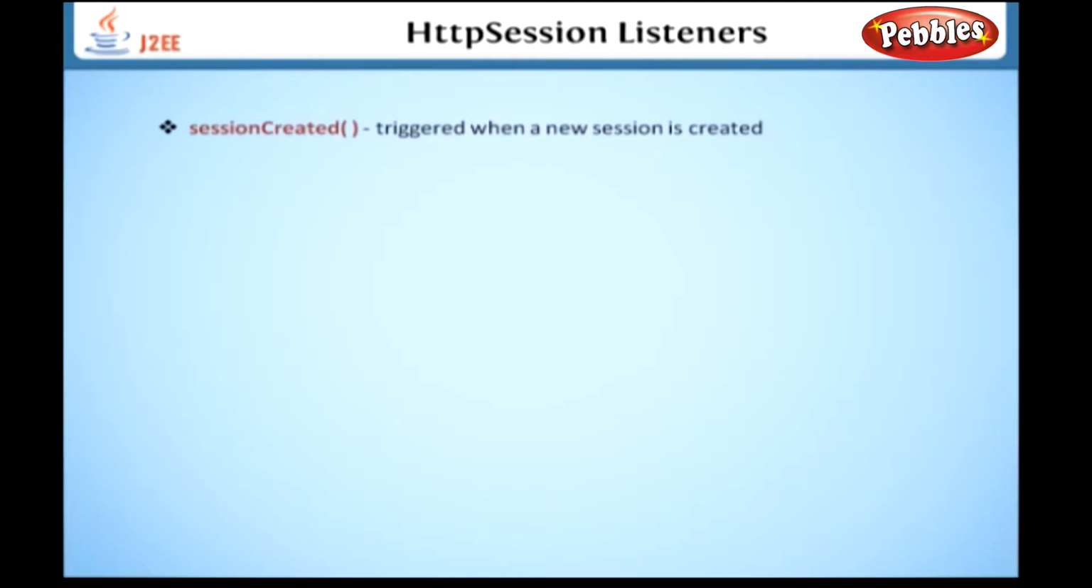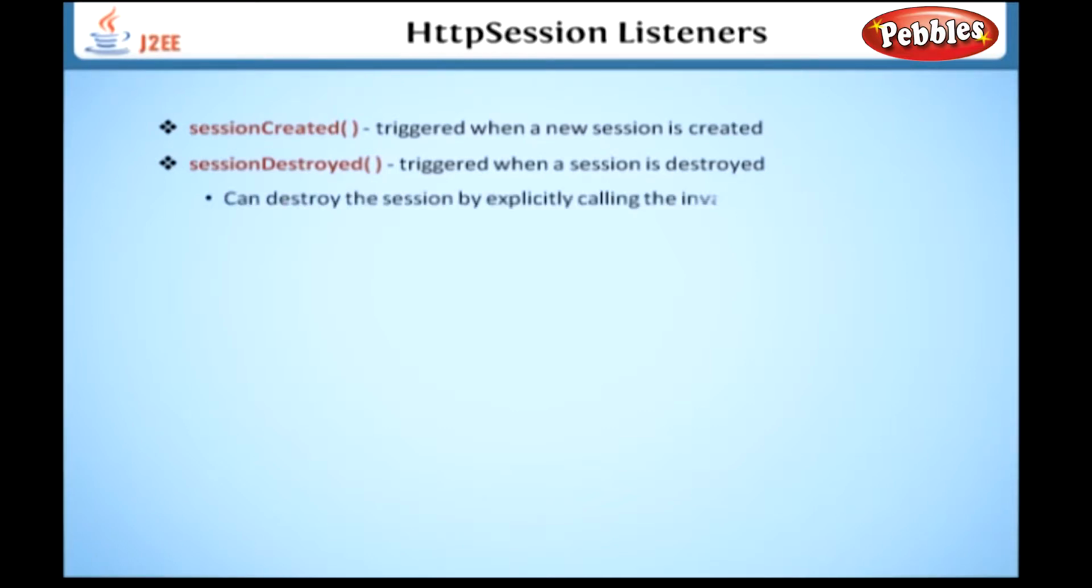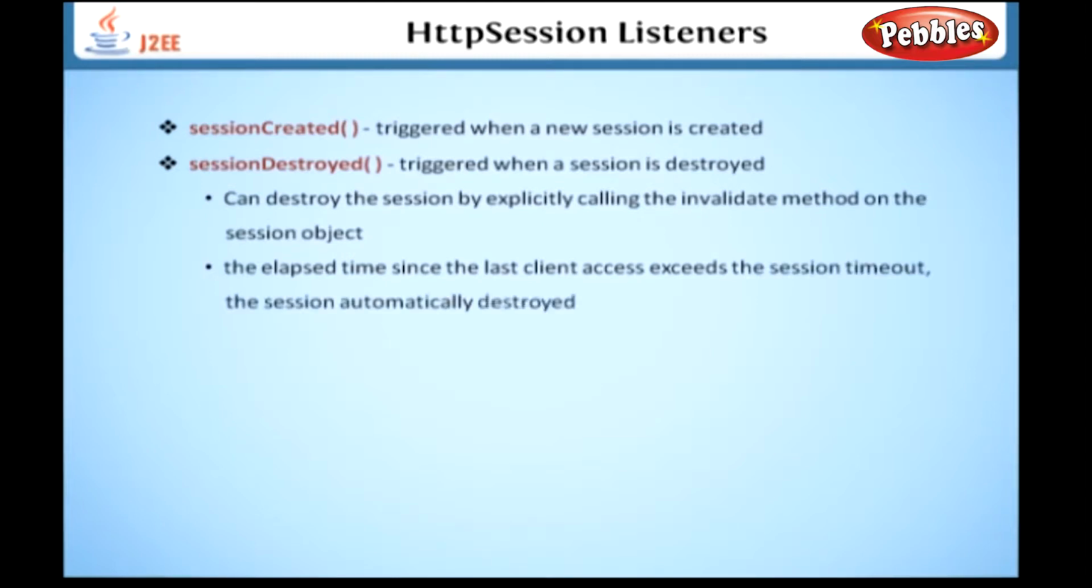The sessionCreated method is triggered when a new session is created. The sessionDestroyed method is triggered when a session is destroyed. We can destroy the session by explicitly calling the invalidate method on the session object. Otherwise, if the elapsed time since the last client access exceeds the session timeout, the session is automatically destroyed. These two methods take an HttpSessionEvent as an argument.